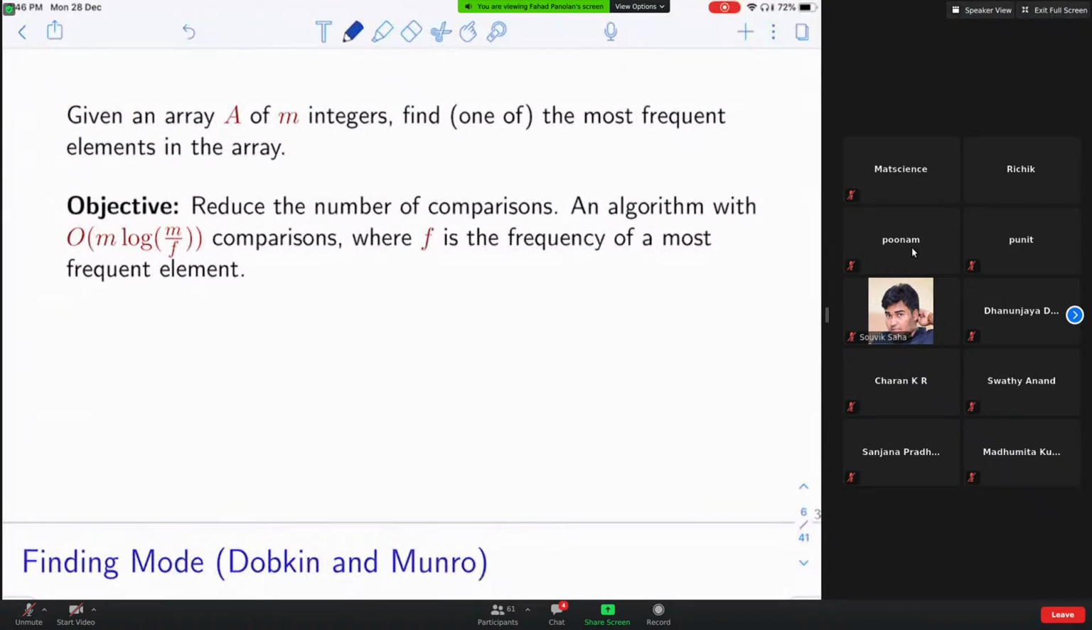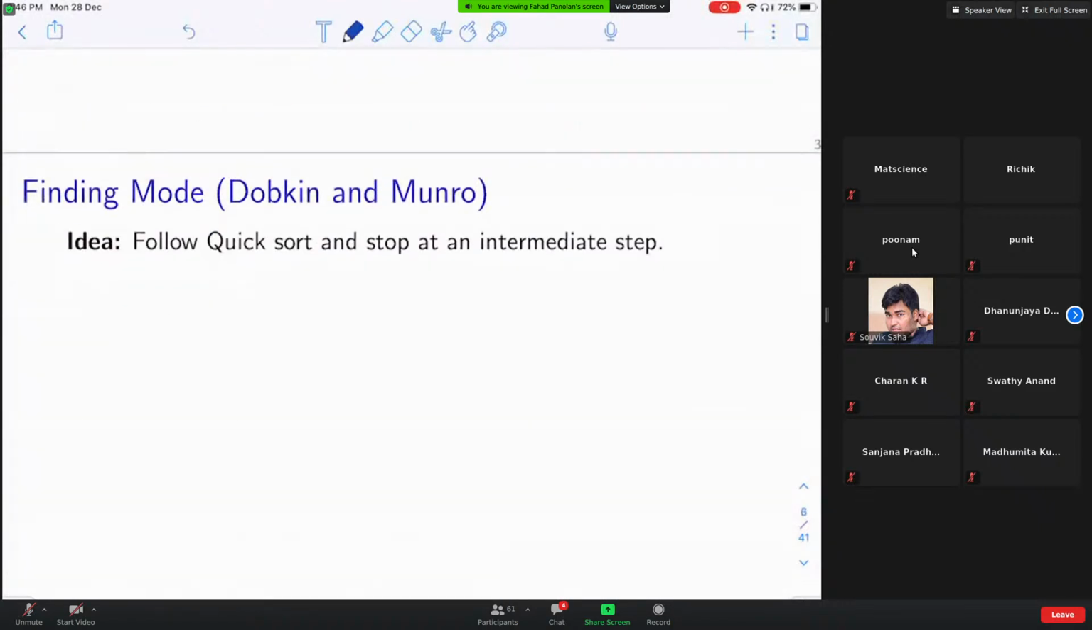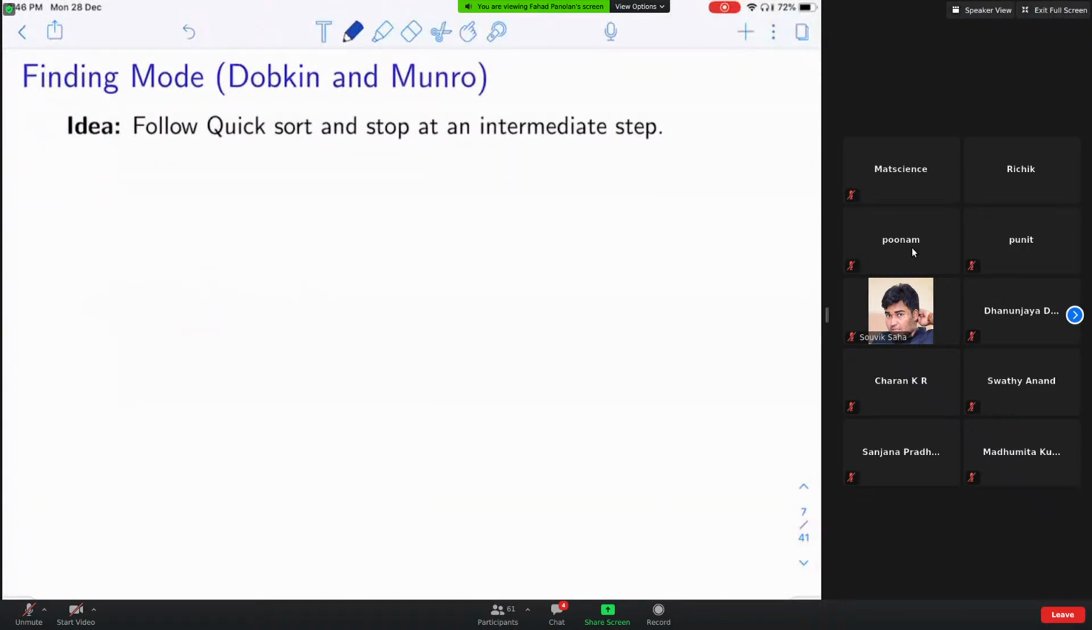What is m there? m is the length of the array. m elements are there, given m elements. So this algorithm is by Dobkin and Munro. And the idea is to follow the quicksort algorithm, where we stop at an intermediate step.